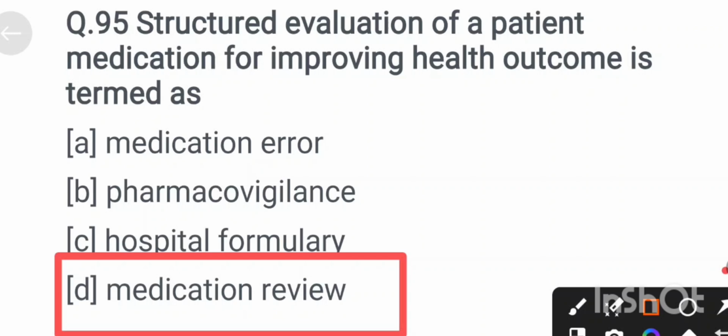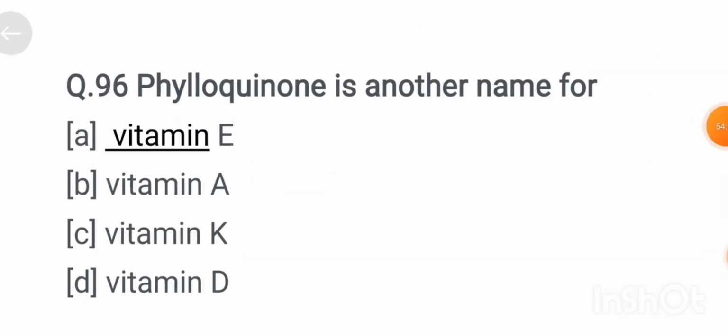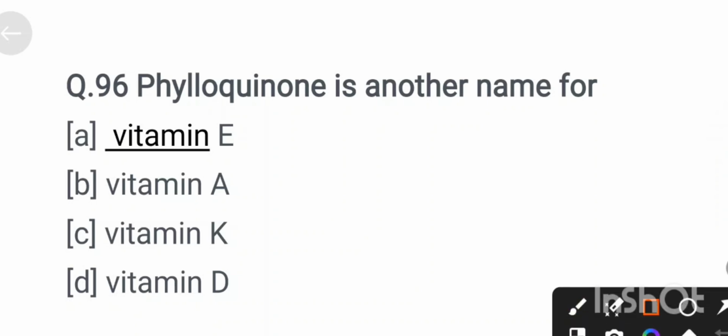Next question. Phylloquinone is another name for option A vitamin E, option B vitamin A, option C vitamin K, option D vitamin D. Correct answer is option C vitamin K.